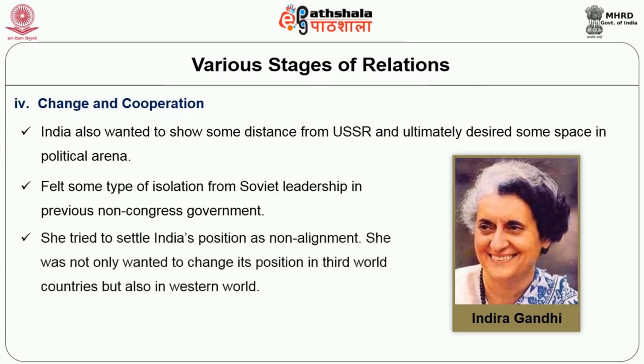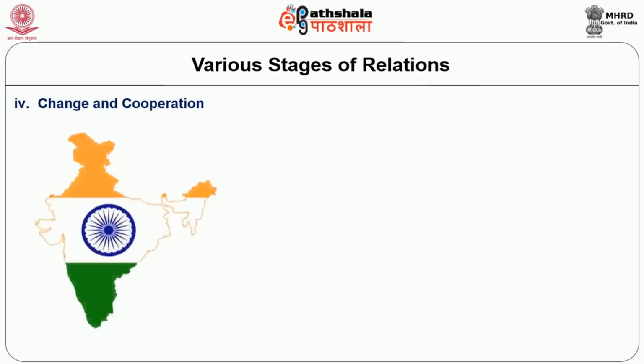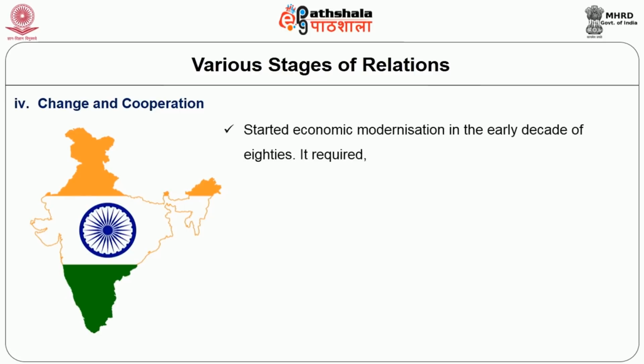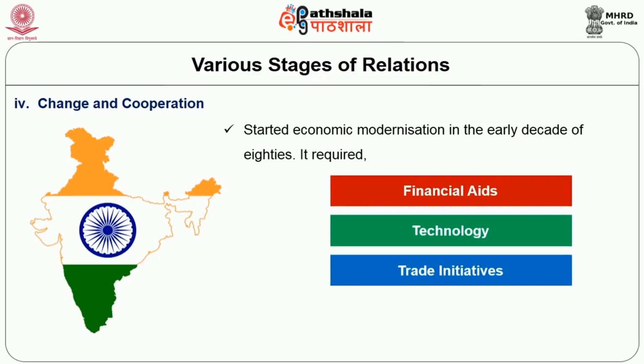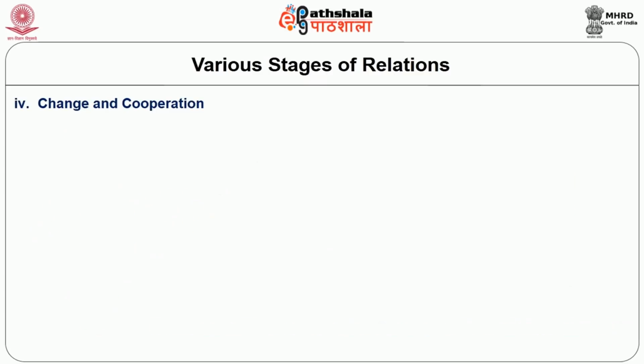She tried to settle India's position as non-aligned. She wanted to change its position not only in third world countries but also in the Western world. That's why she changed her approach and made some distance from the USSR. Economic needs also influenced this change. India started economic modernization in the early decades of the 80s. It required huge financial aid, technology and trade initiatives. All these conditions made India open a channel towards the US.